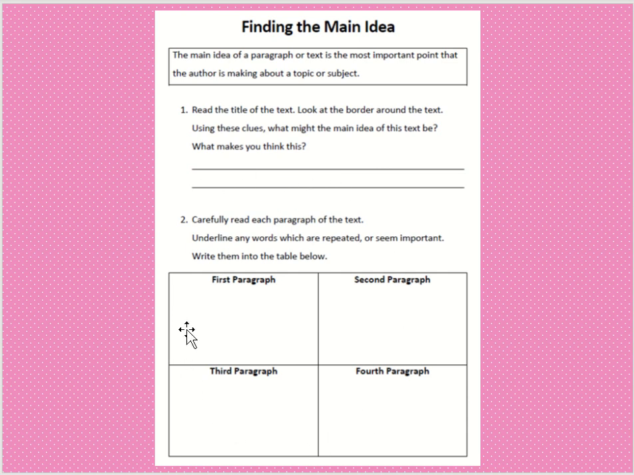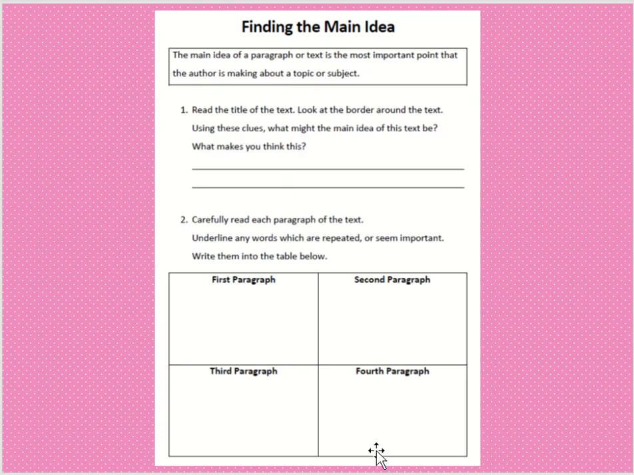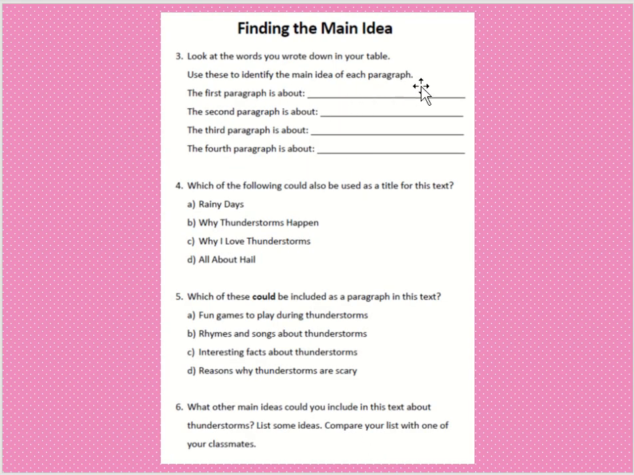Okay, and then you are going to look at every paragraph, and then you will try to pick out some words that have been repeated or you think that might be important, and then you'll write them in each box. After you do that, you're going to look at the words that you wrote down on your table, so here, and then you're going to identify what the main idea is for each of the paragraphs, and then you just write it down. You can either print this out or you can just write it down in a notebook, that's fine.